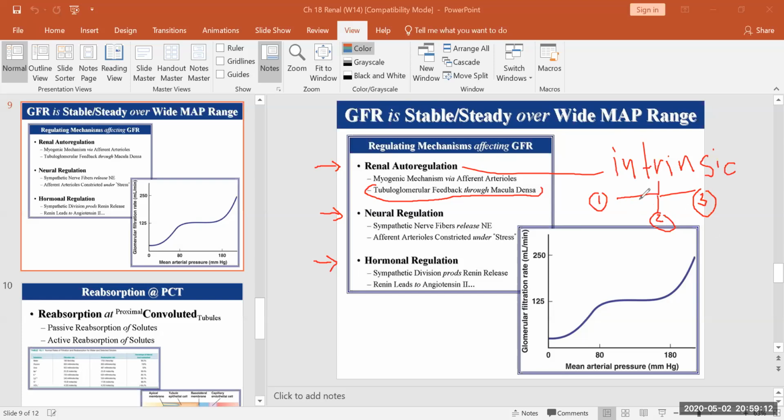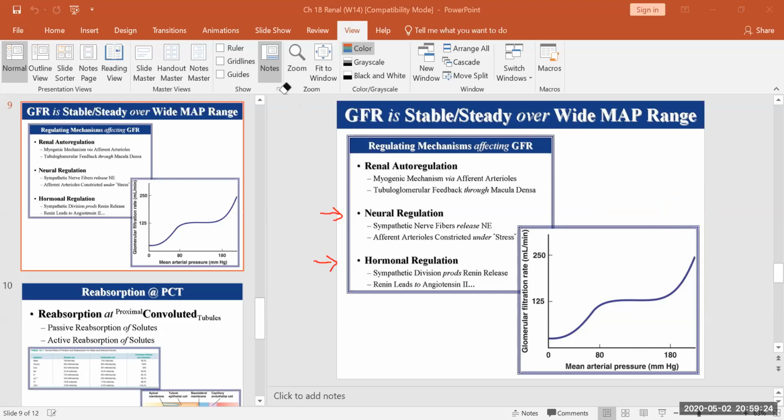So all three mechanisms belong to the kidney. That's what we call renal autoregulation. These are intrinsic mechanisms. They're not involving any other organ systems.